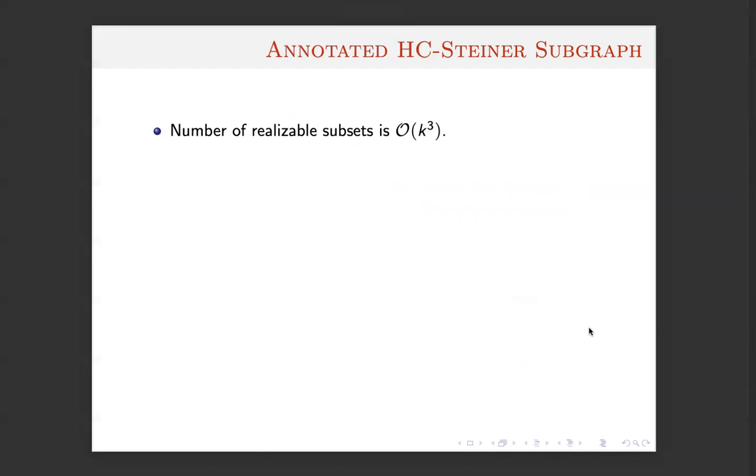Now it is not very difficult to see that the number of realizable subsets is order of k cube, because the cardinality of V1H is bounded by k square, and there can be at most k many non-neighbors for each vertex. So the realizable subsets are order of k cube, and for each Hi of X we can guess how many vertices are not part of my solution.